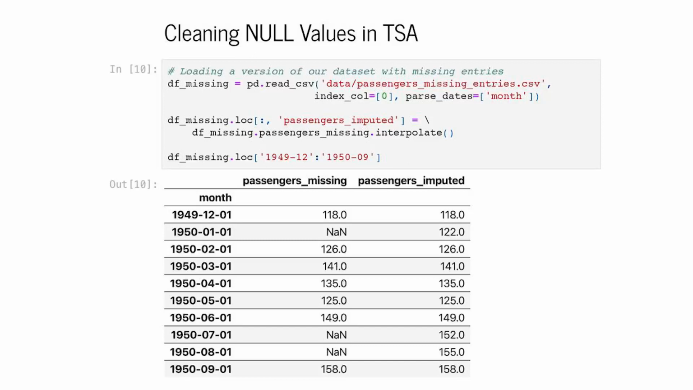So we make use of the interpolate method, which works by looking and comparing values before a particular null value and after the null value, which are non-null, to smartly impute the specific null value in question. You can compare the two columns, passengers missing and passengers imputed, to see the difference.